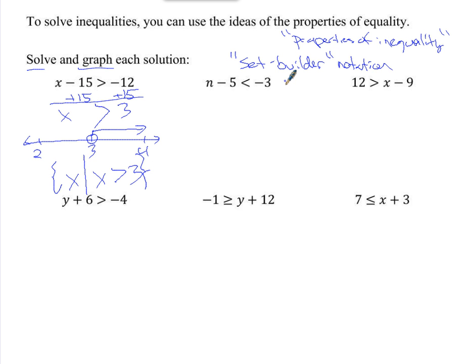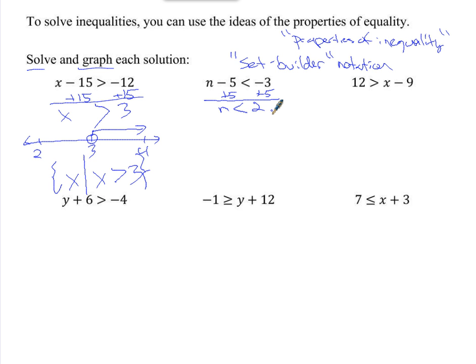Let's see if we can write our answer informally and formally and graph it. So we're using set builder notation and graphing. n minus 5 is less than negative 3. What do I need to do to solve for n? Add 5 to both sides. That's right. So plus 5 here, plus 5 here. And I get n is less than 2.